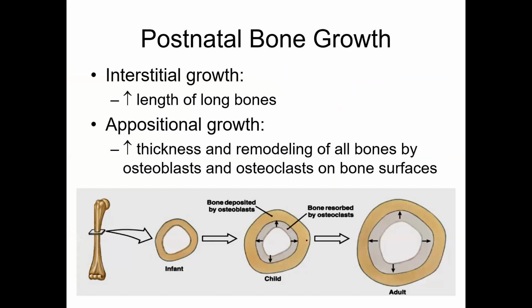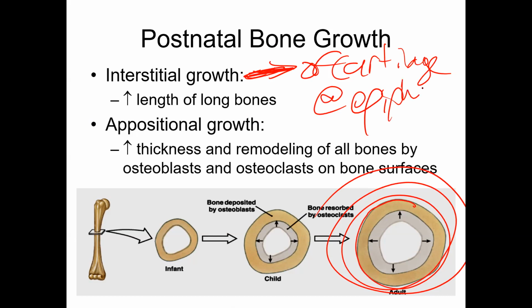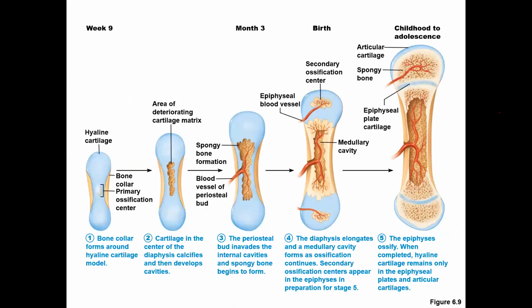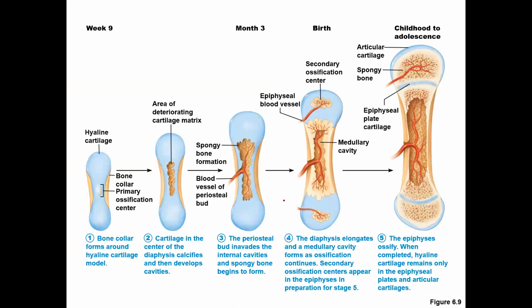After you're born, the bones will continue to grow through appositional growth. We're going to keep adding rings on the outside, and this is going to increase the diameter of the bones. But the interstitial growth of cartilage at the epiphyseal plate increases the length of the long bones. So that cartilage is pushing out. This cartilage right there is pushing out, and it pushes the epiphysis away from the diaphysis.